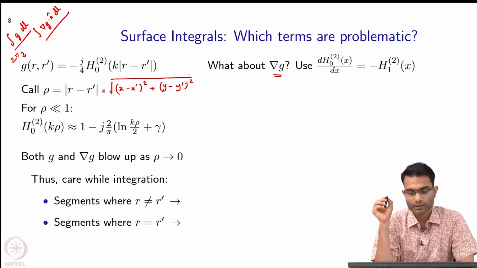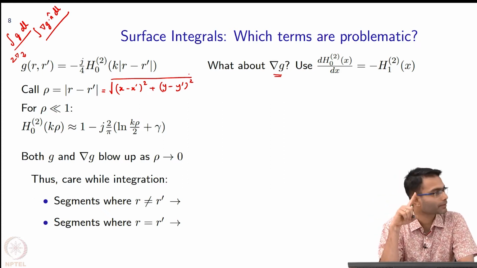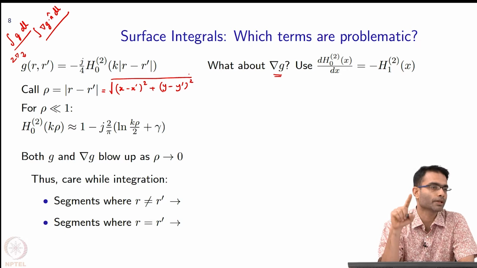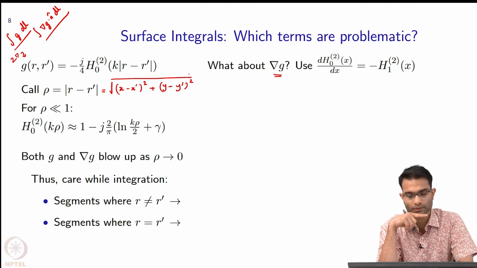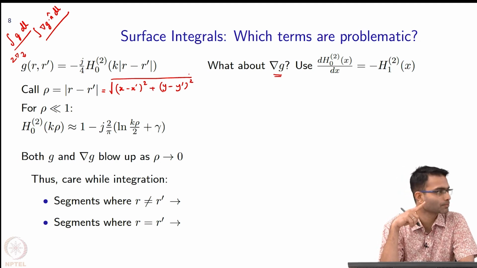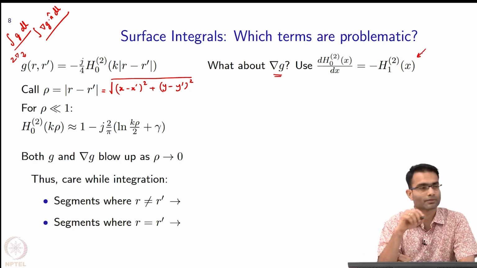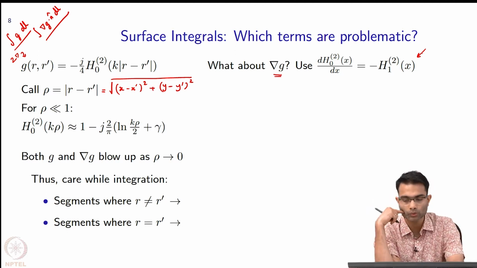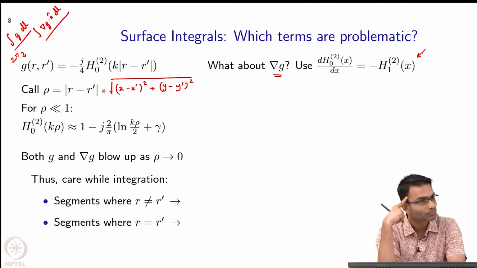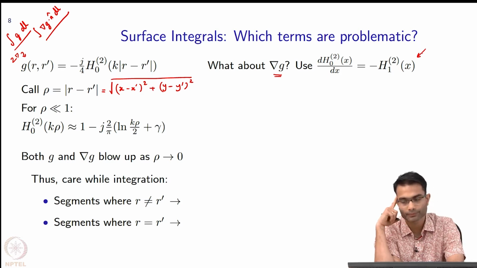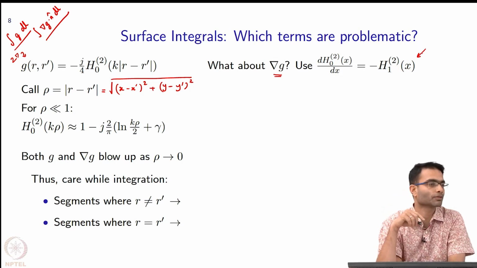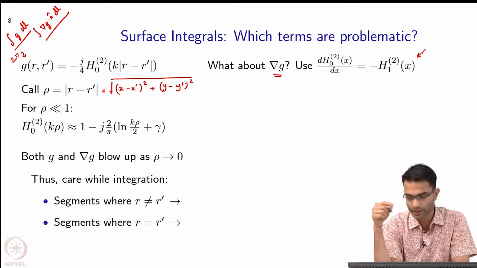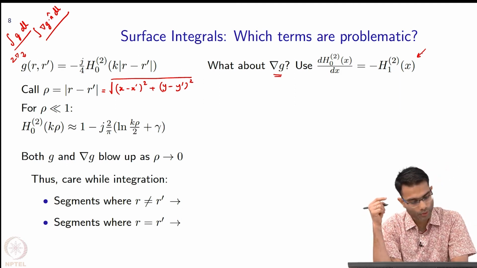Now, to get at grad g, I need to take the derivative of g. I can do it in polar coordinates or in Cartesian coordinates. In this particular case, using Cartesian coordinates gives us a simpler answer. Here is a fact that is given to you: the derivative of Hankel 2 gives you Hankel 1. There are many properties of Bessel functions which we will use as we go ahead, and this is one of them.